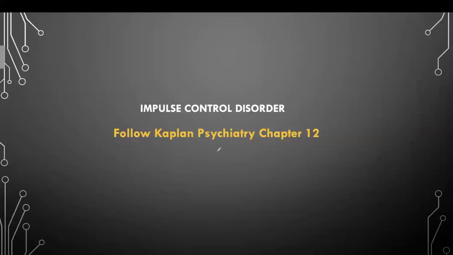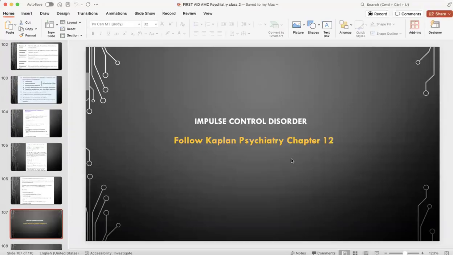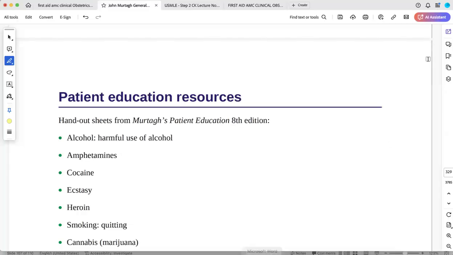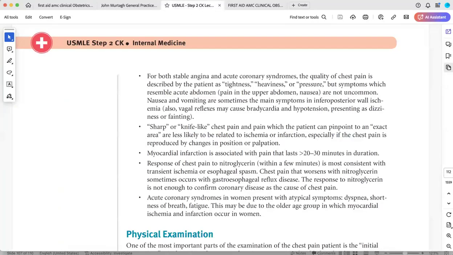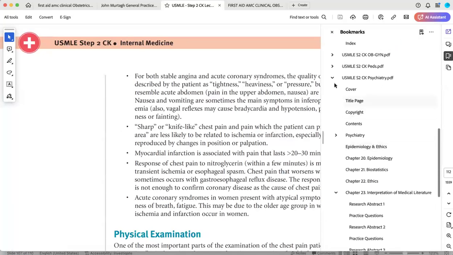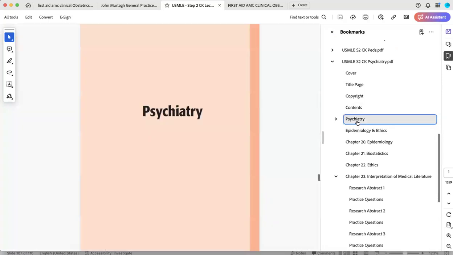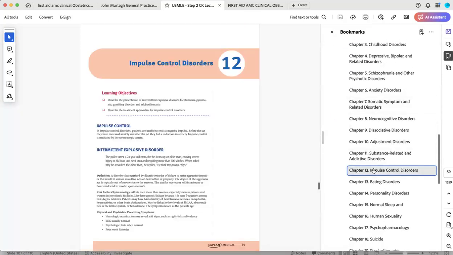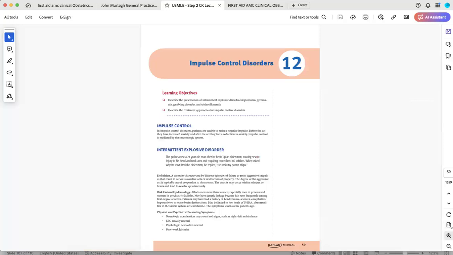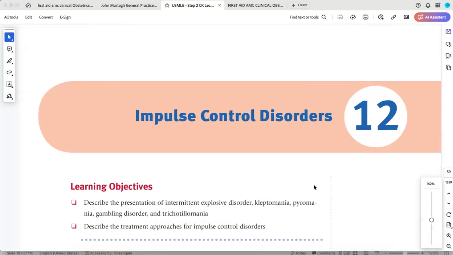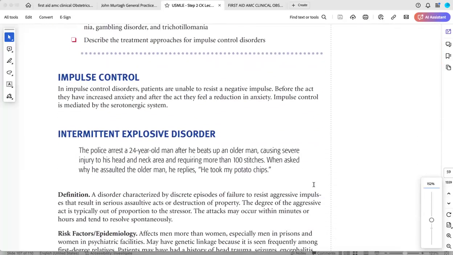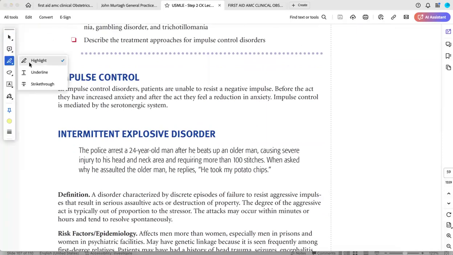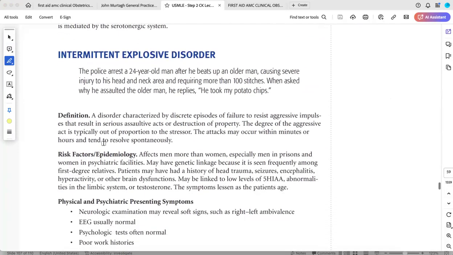Okay, moving on to impulse control disorder. For impulse control disorder, we use Kaplan Step 2 CK, chapter 12. There are lots of impulse control disorders, which are not super important for the exam, but from time to time they can come up in the exam. So you just need to know.